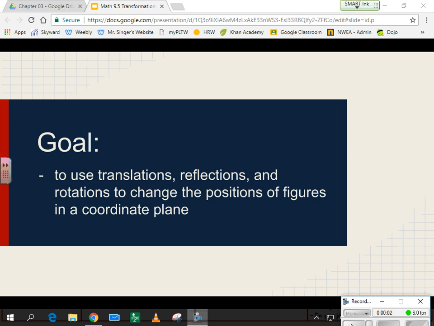All right, here's the last lesson of this section of our unit, second section. Next, we'll be getting into using integers a lot more. But this is our last one, working with the coordinate grid. Today, we're going to deal with translations, reflections, rotations to change the positions of figures in a coordinate plane.